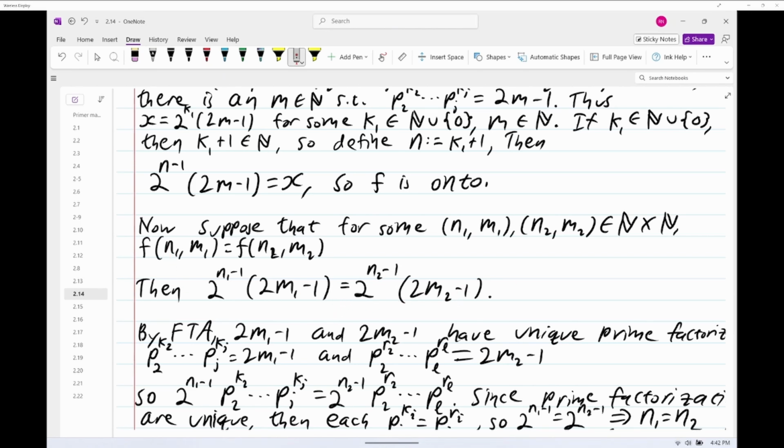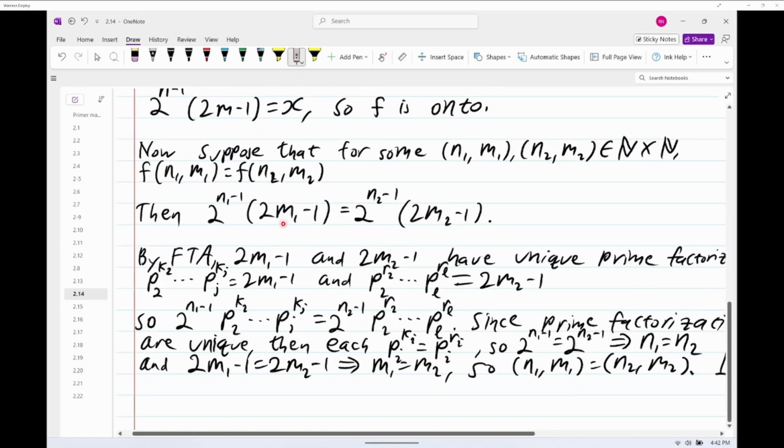Okay, again, by the fundamental theorem of arithmetic, these two odd parts have prime factorizations. Since they're odd, those prime factorizations do not include 2. So for some factorization p2 to the k2 and so on, and p2 to the r2 and so on, 2 to the n1 minus 1 times this factorization equals 2 to the n2 minus 1 times this factorization.